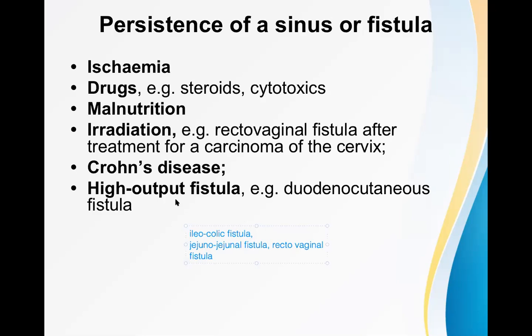Now there is another cause for high output fistula, and the important example for that is duodenocutaneous fistula, between the duodenum and the outer skin. A lot of fluid may leak from that duodenocutaneous fistula outside. That's why the term high output fistula. Now let me ask you one question. The second part of the duodenum receives one of the very important productions from the liver or gallbladder. What is that?